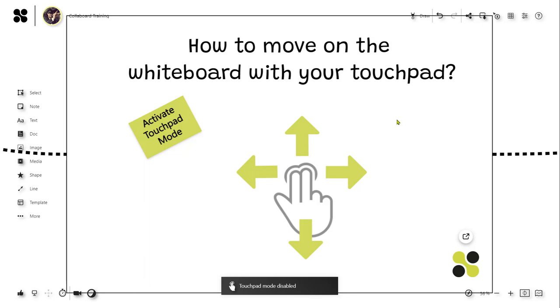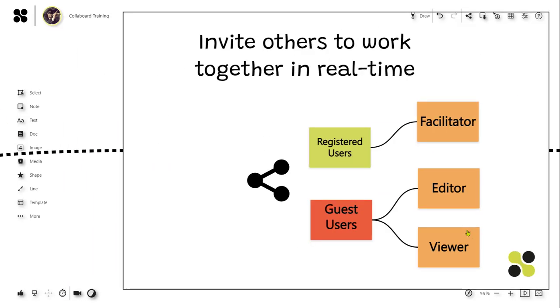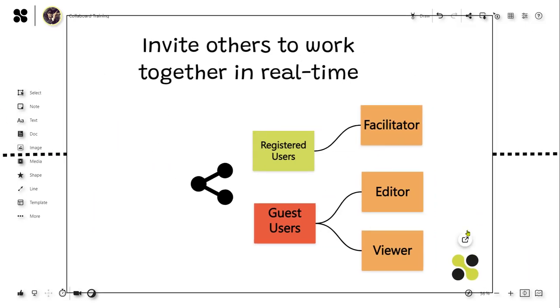So after understanding how to zoom in and out on the canvas and how to move and navigate, we will have a look at how to invite others. The core concept of Collaboard is to work with your team, with other people, internal or external, in real time, and to do that we need to invite them to the project we created.